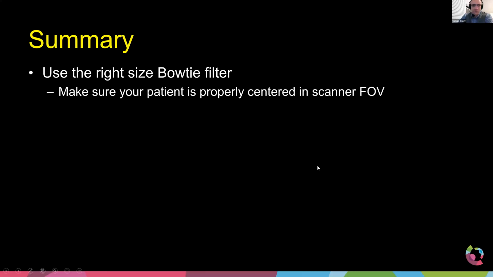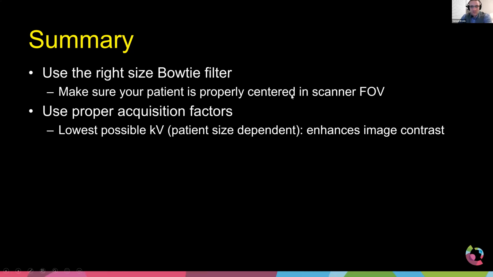So I'm going to do a quick summary of what we've covered so far, and then I have a few more slides to go over. So bow tie filter, we want the right size bow tie filter, and we want to make sure our patient is always centered in the scan field of view. We want to pick the right kV for the right task. And as much as possible, it's good to use the lower kVs.